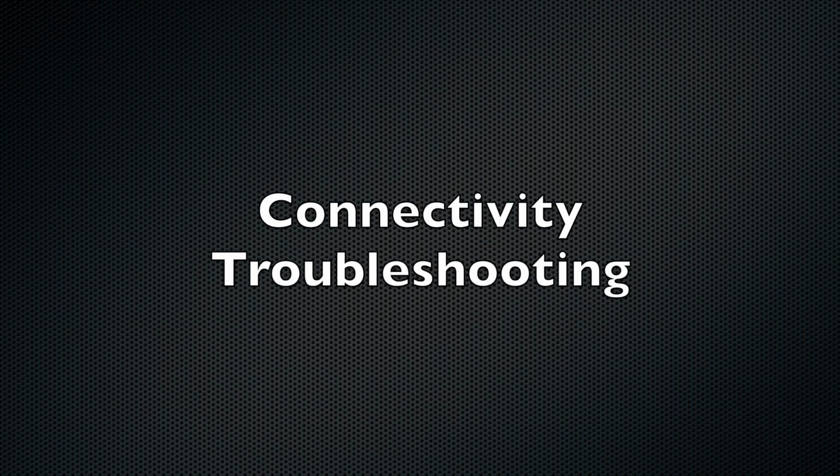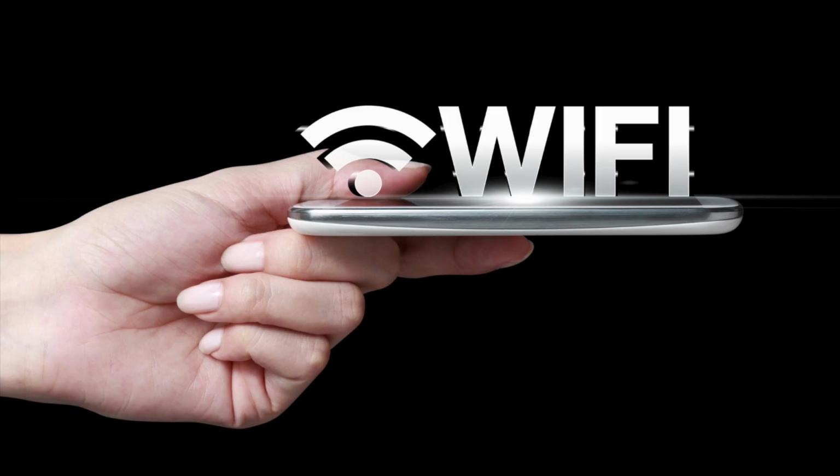Connectivity troubleshooting. Properly configured wireless clients should automatically and quickly connect to the desired SSID. If this isn't taking place, it's time for some troubleshooting. Most wireless connectivity problems come down to an incorrect configuration, like an incorrect password, low signal strength, or interference. Without a strong signal, even a properly configured wireless client isn't going to work.